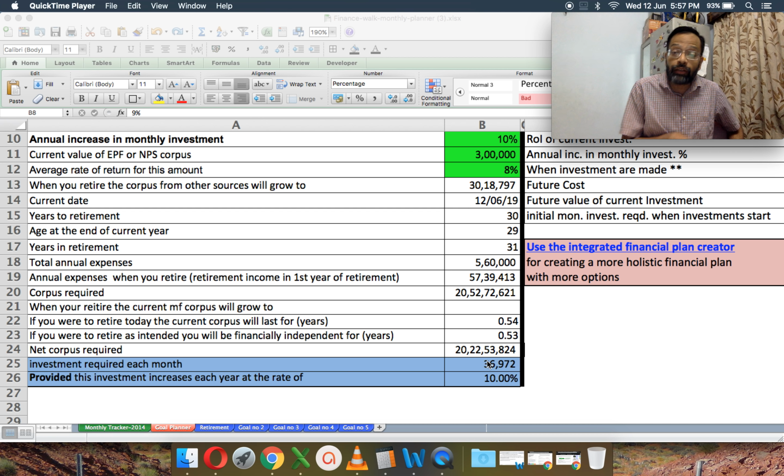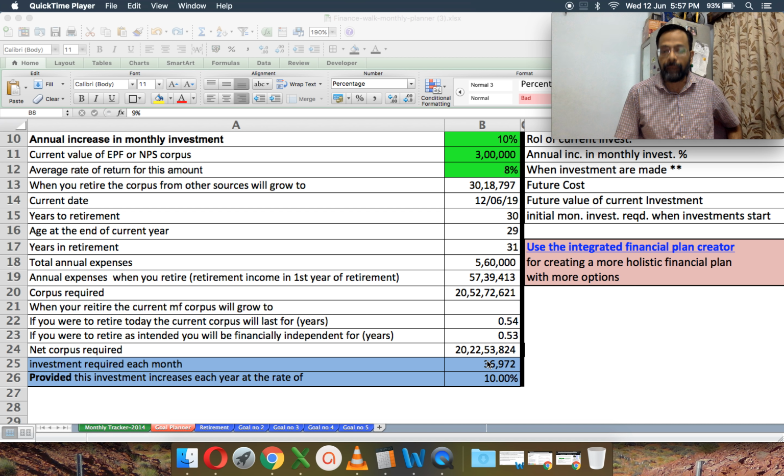If the person were to retire as intended, that is at the age of 59, when that corpus becomes 30 lakhs, the person can remain financially independent for about 0.53 years. Again, the same, because it just scales out proportionally. This is what I track.